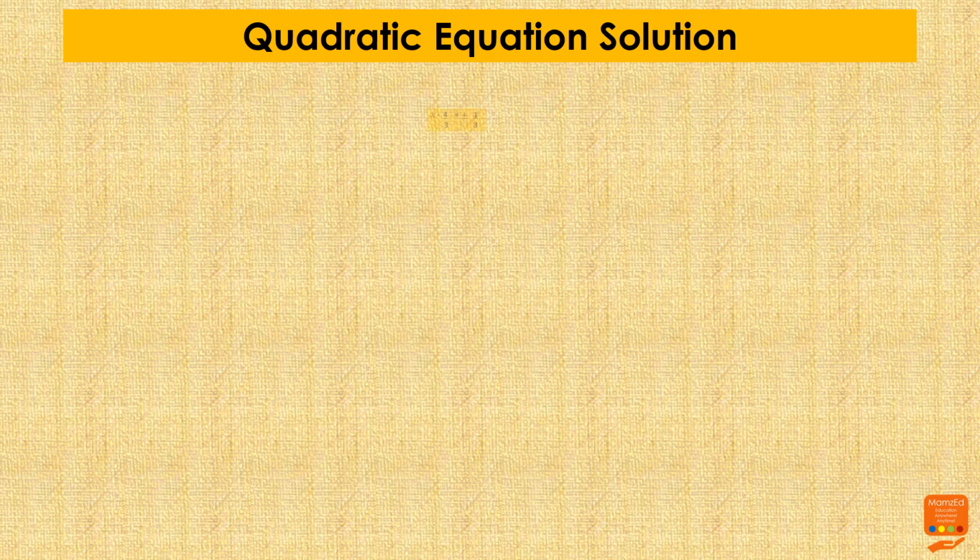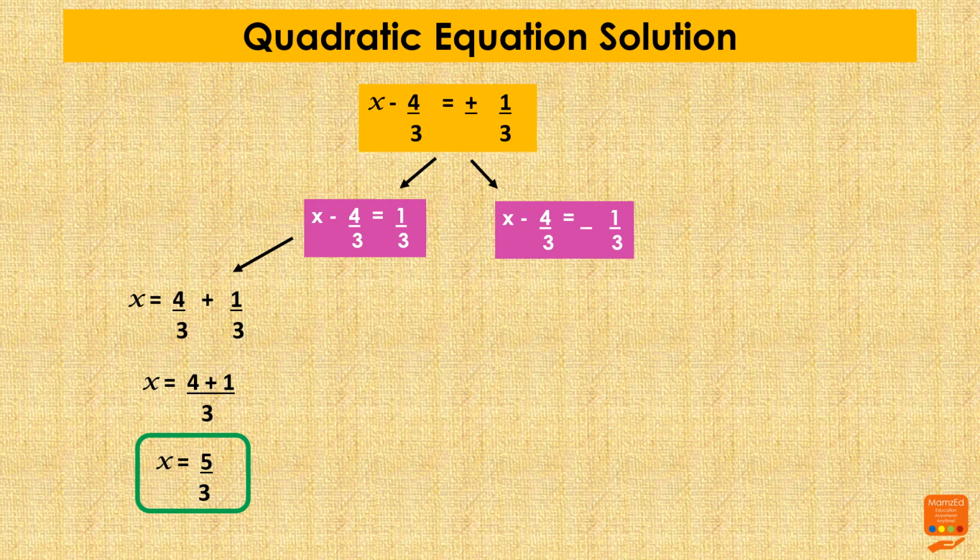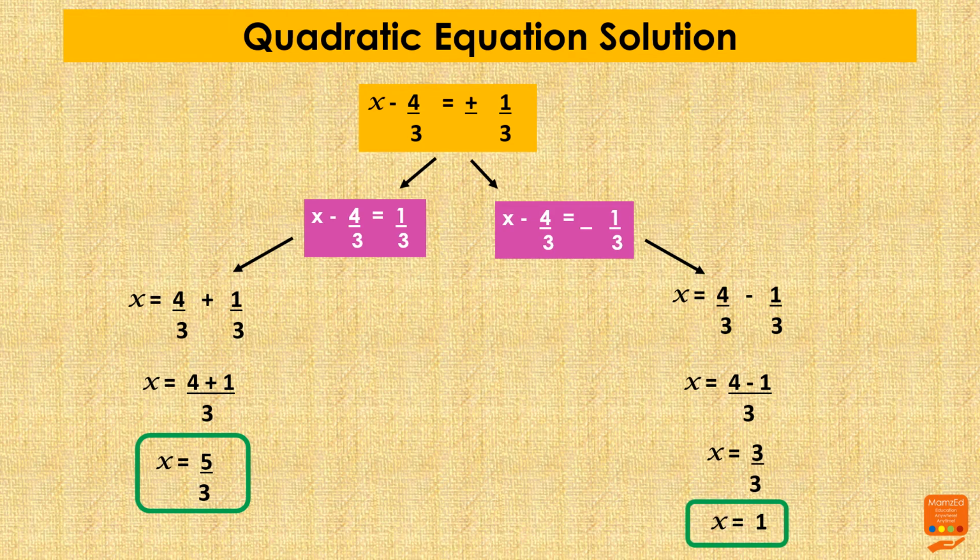We take minus 4 by 3 to the right hand side of the equation, we get 4 by 3 plus 1 by 3. We solve the right hand side, we get x is equal to 5 by 3. So that is the first value of x for this quadratic equation. Now let's try to find the second value of x for this quadratic equation. We take minus 4 by 3 to the right hand side of the equation, we get x is equal to 4 by 3 minus 1 by 3. We try to solve the right hand side of the equation, we get x is equal to 3 by 3, which is 1. So we get the second value of x as x is equal to 1.